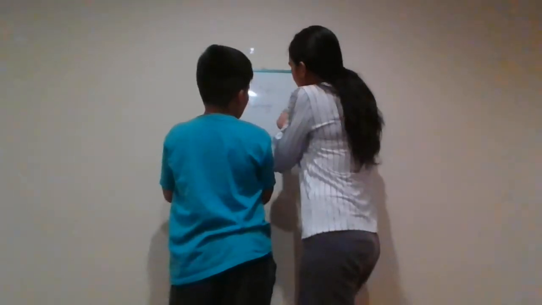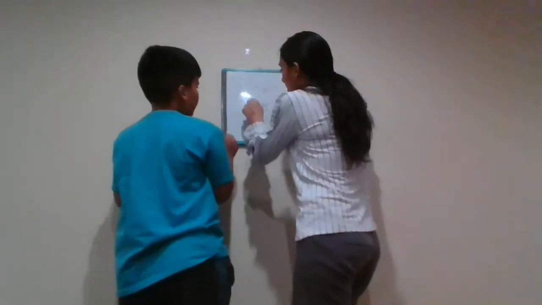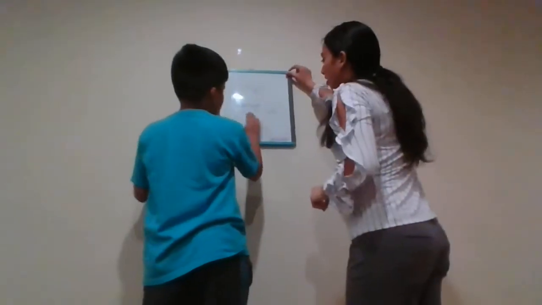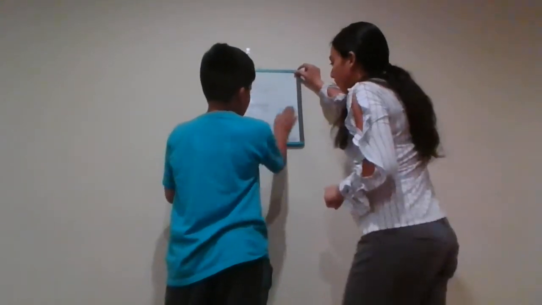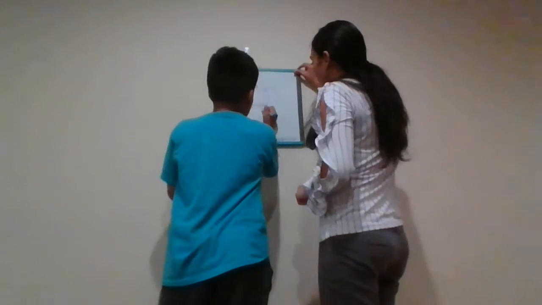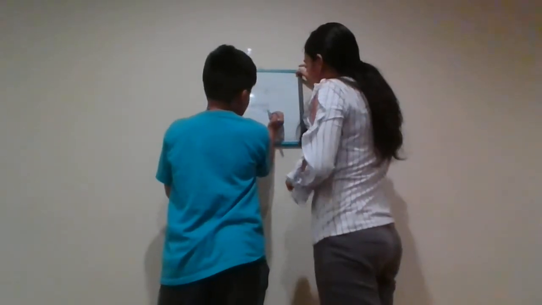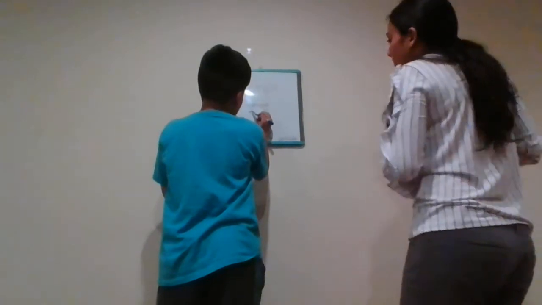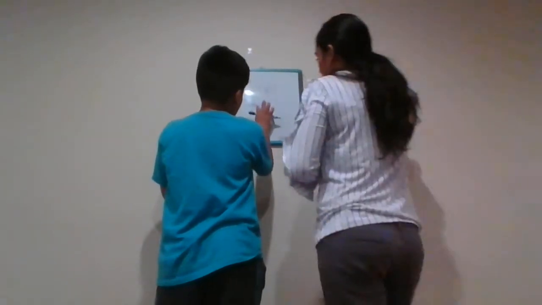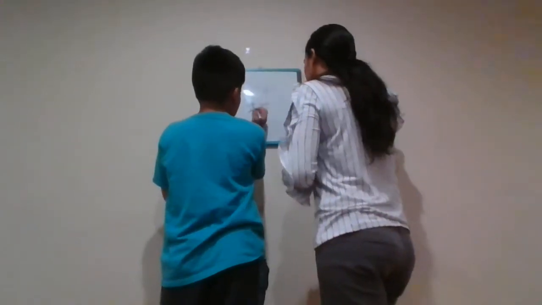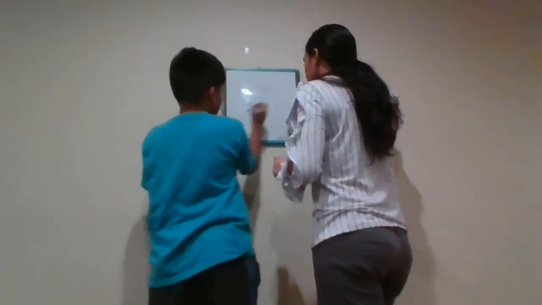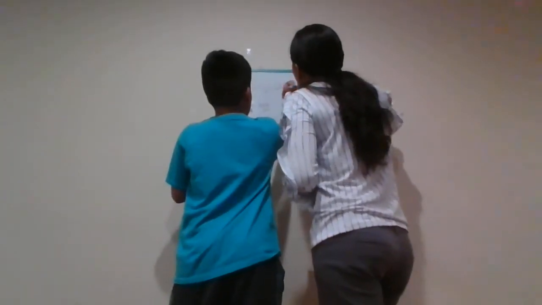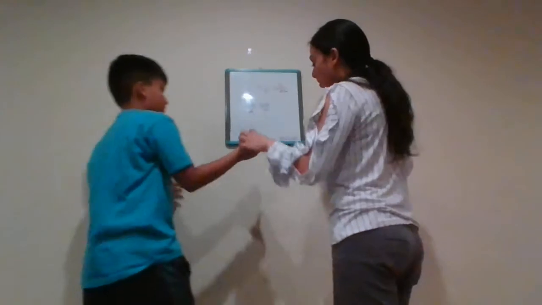No, it wouldn't be the denominator, remember? This is the numerator. I forgot. And this is the denominator. This is the numerator. I messed up there. So, 2/20. Very good.